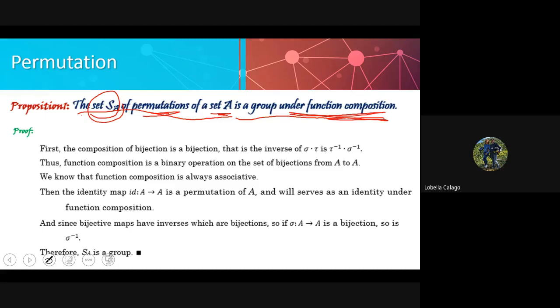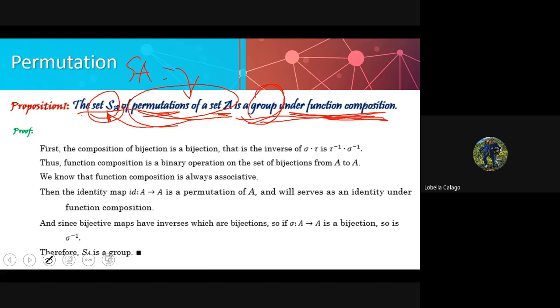That is, di ba, we're trying to prove that this S_A, which is the set of permutations of a set A, yung S_A daw, represents the permutations of a set A. Yan yung representation niya. So, permutation siya ng set A. So, we will now prove that this set of permutations of A is a group under function composition.